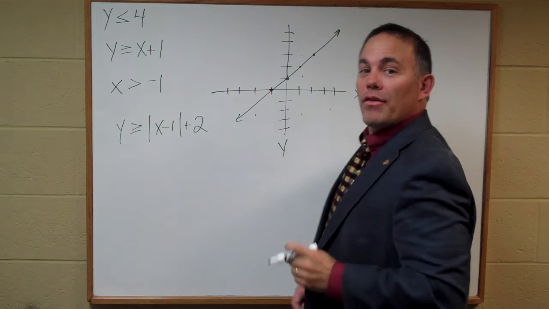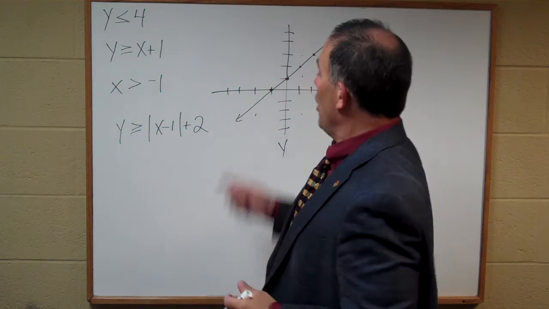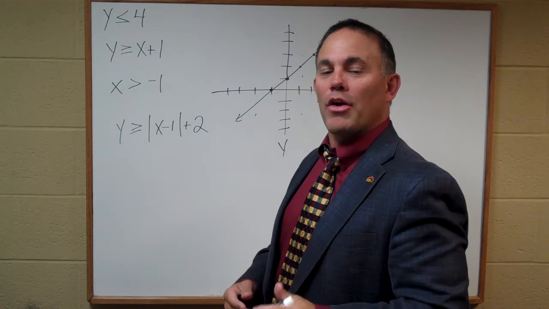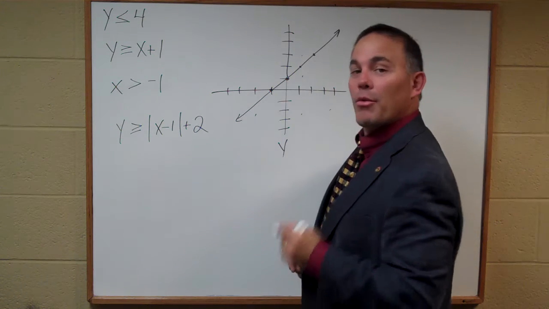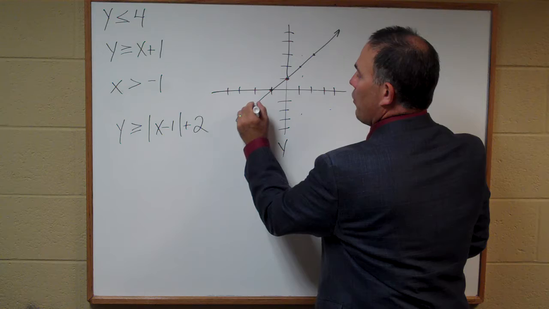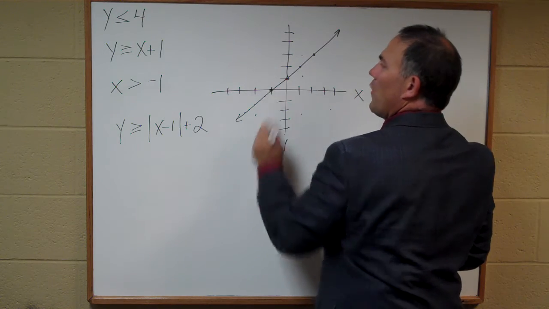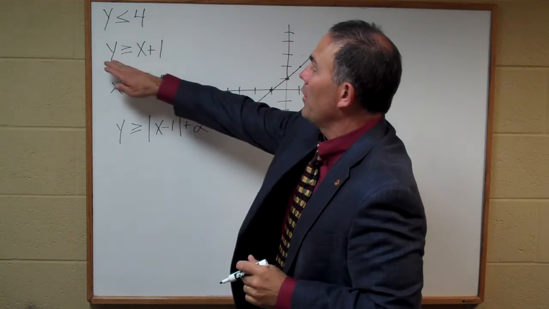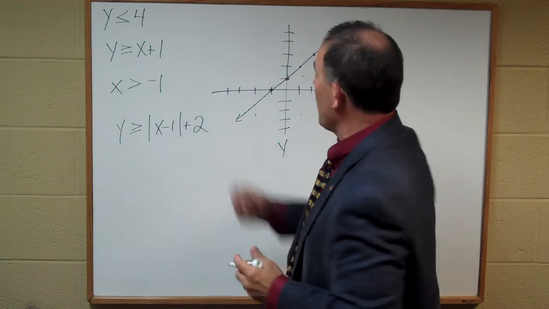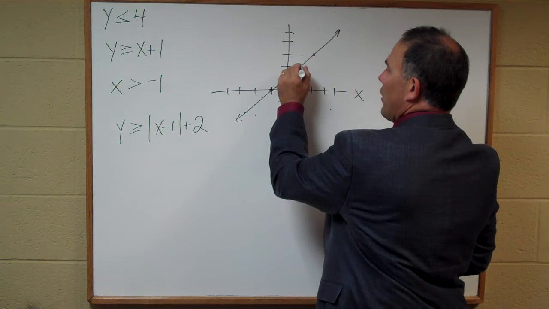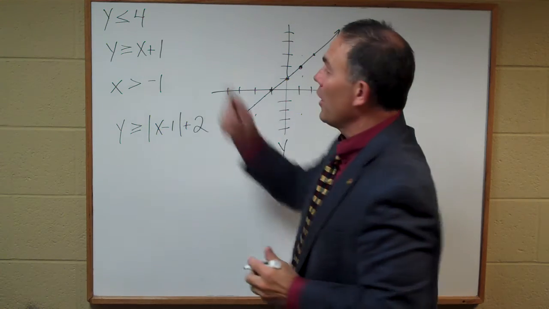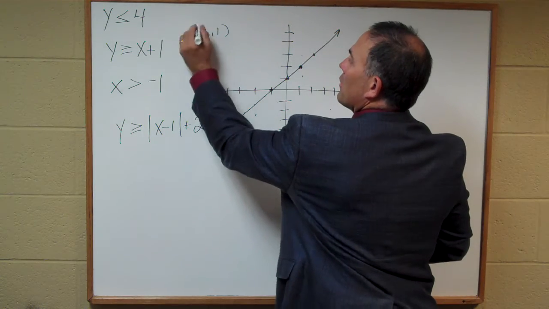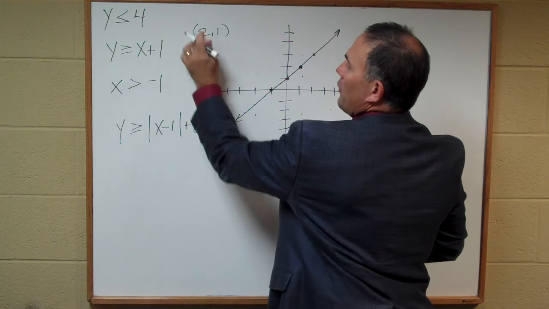Now, one thing I have to decide is whether I want my line to be a dashed line or a solid line. By having a solid line here, it means that every point on this line will be a solution to this inequality right here. So for instance, this point here, 2, 1, because on a solid line it should be a solution here.